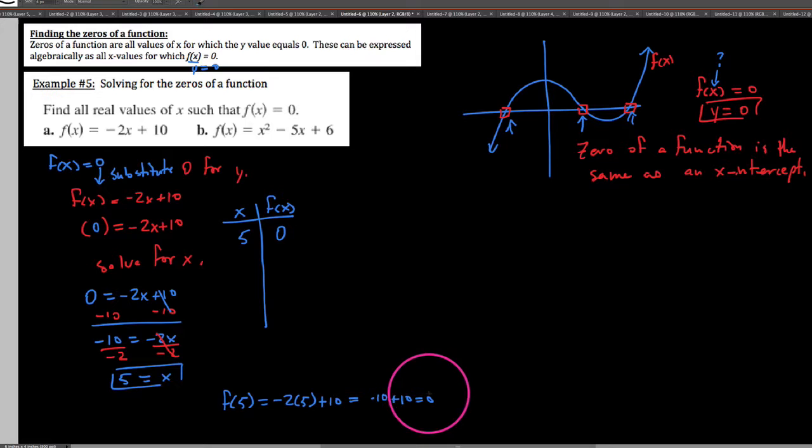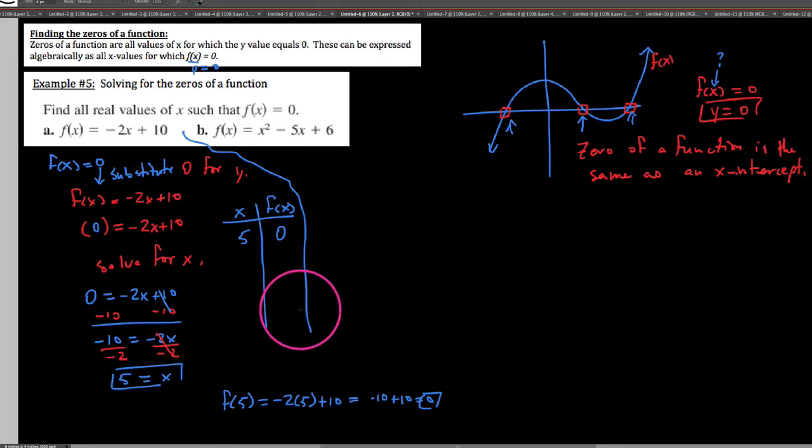So again, we're looking for all x values that cause our outputs to be 0. Looking at letter B here, this is a little bit different example in that the degree of this equation is a second degree equation. It's a quadratic equation and not a first degree linear equation. So in terms of what we're going to see for x-intercepts, we may have more than one, or not even one, or just one. So let's take a look at this.